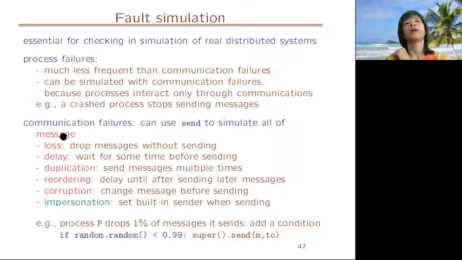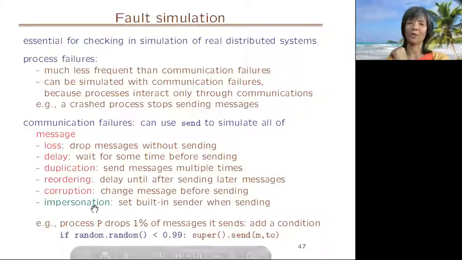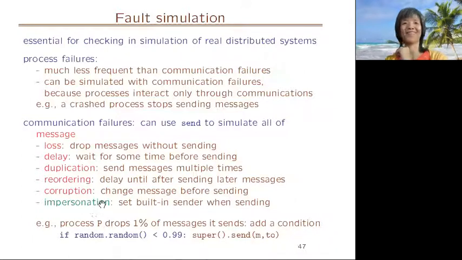For communication failures, you can use send to simulate all of those. Message loss: you just drop messages without sending. Message delay: you wait for some time before sending. Duplication: you send some messages multiple times. Reordering: delay some messages until some later messages are sent. Corruption: you just change the message before sending. You can even impersonate. You can set a built-in sender when sending to simulate the Sybil attack. I put it in green because it was an official feature in the language documentation.